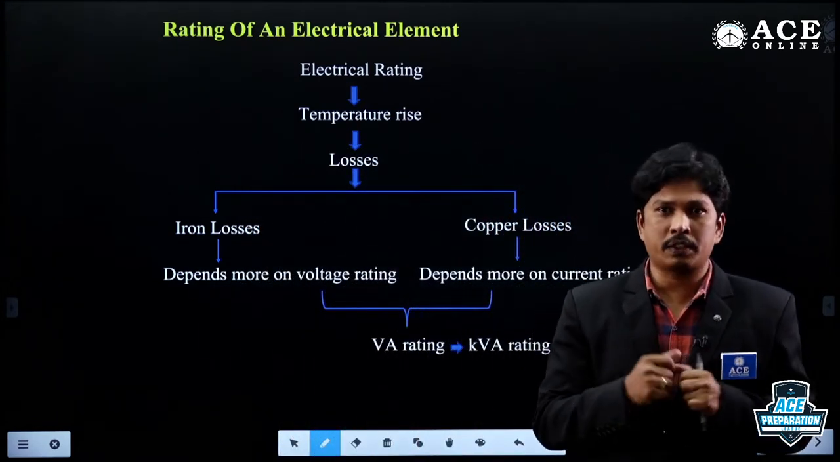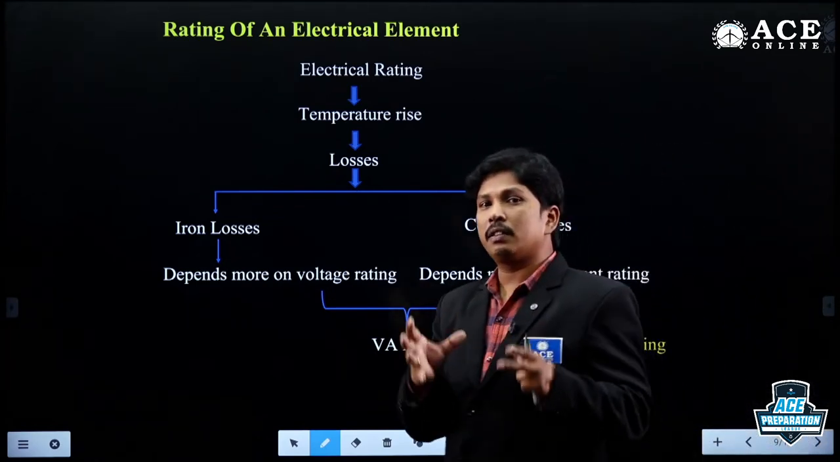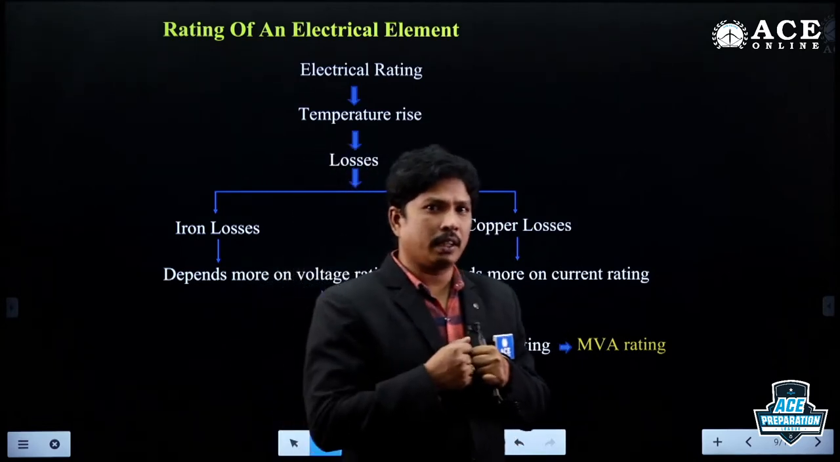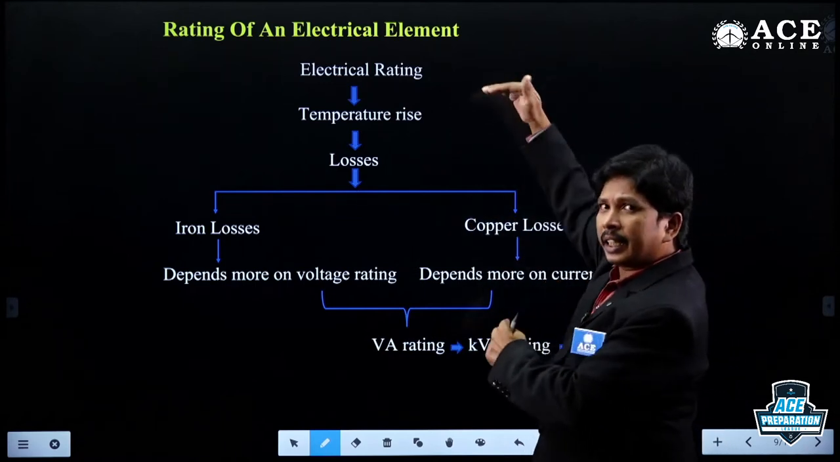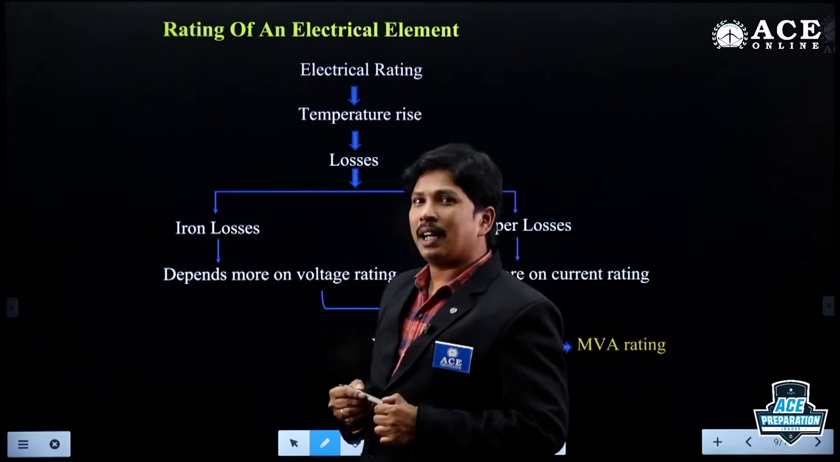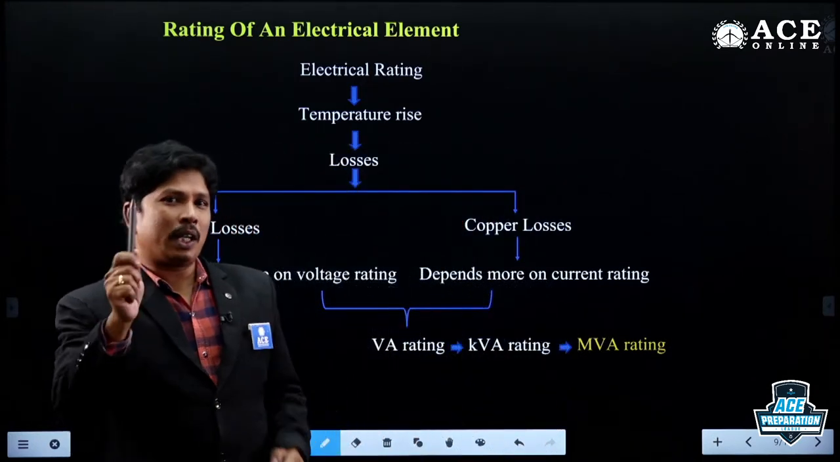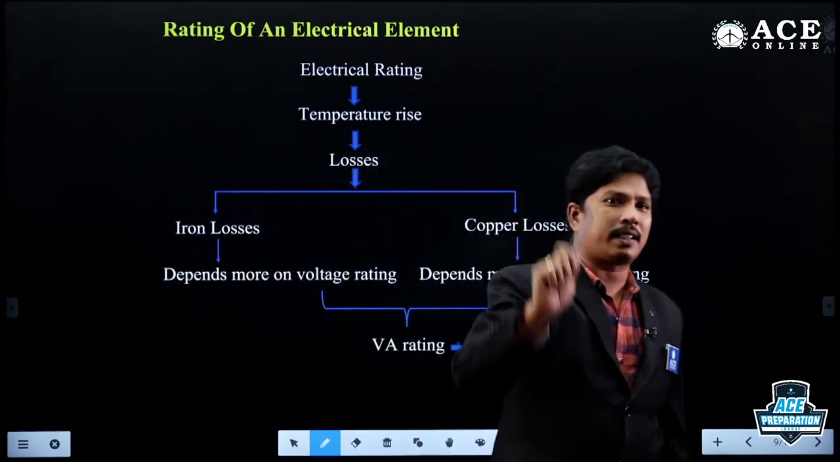What are the reasons for the heat? We need to search for them. If you continue the same process, how much time can the machine withstand that? The machine can withstand only that much amount of heat. All these things we have to search, right? Therefore, the electrical rating of an element always depends upon the temperature rise of the element. Now remember, the temperature rise always depends upon the losses in the system.